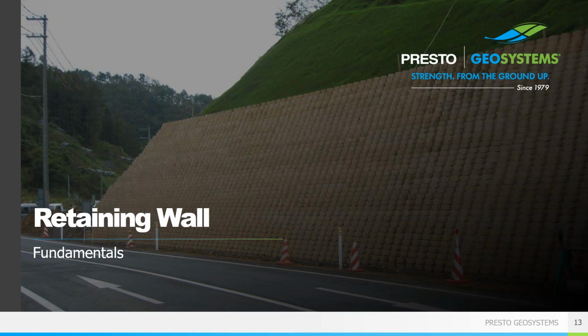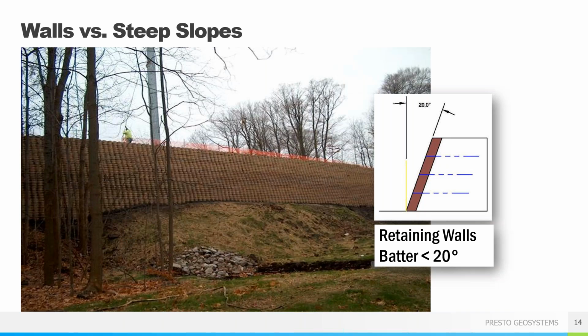So a little bit on the walls. Let's get right into talking about the retaining walls, a little bit on the fundamentals. So we're talking about walls versus slopes. A wall really is anything with a batter less than 20 degrees. And we're talking batters, that is from the vertical. So anything less than about a 20-degree batter is considered a wall. Anything over that is considered a reinforced slope.